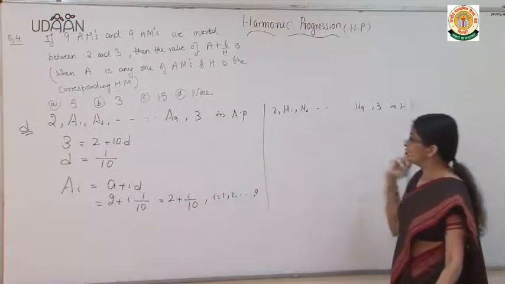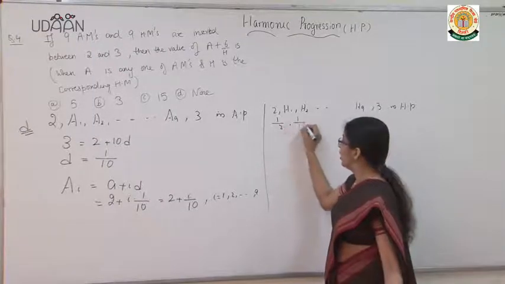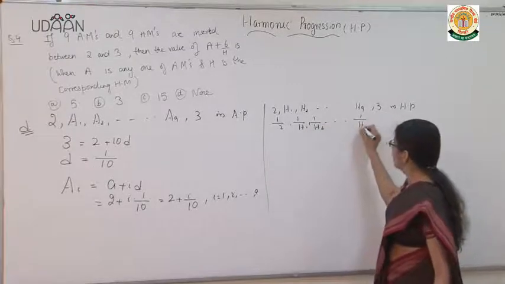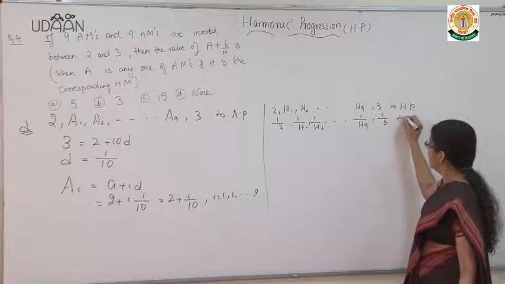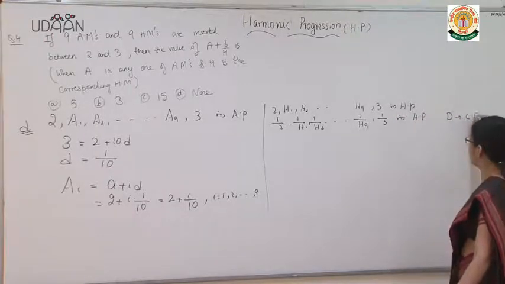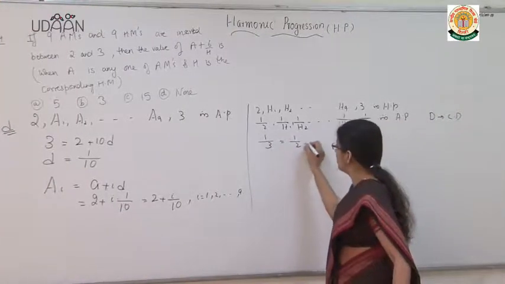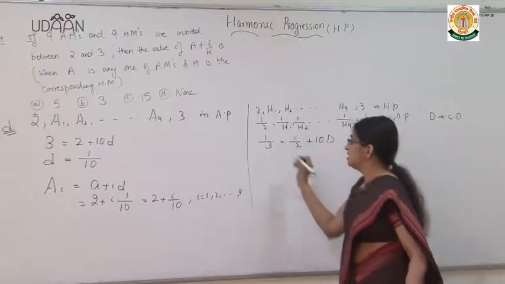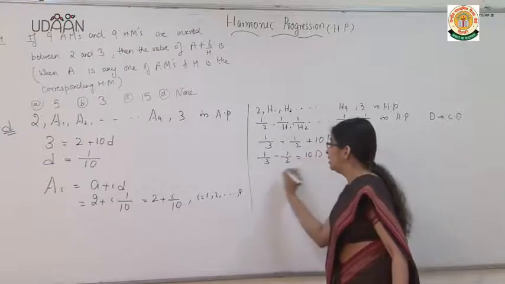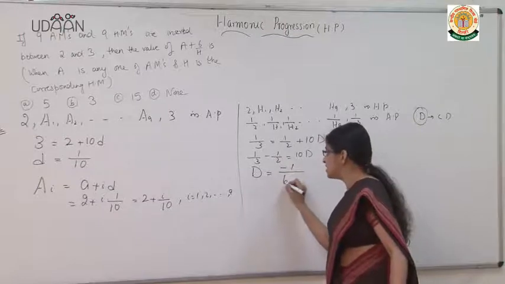Similarly, let's find the corresponding harmonic mean. These terms are in HP: 1 by 2, 1 by H1, 1 by H2, etc., 1 by H9, 1 by 3. They are in arithmetic progression. Let D be the common difference, capital D. So here 1 by 3 equal to 1 by 2 plus 10 times D. Solve for D. 1 by 3 minus 1 by 2 equal to 10D. From here we get the value of D to be minus 1 by 60.